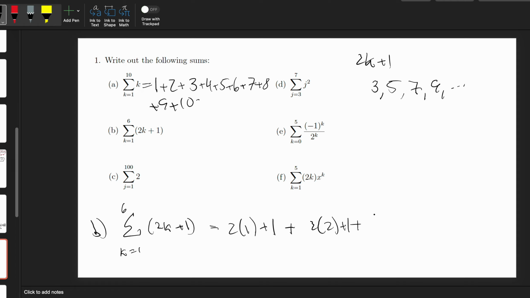Now I increment again. 2 times 3 plus 1. 2 times 4 plus 1. 2 times 5 plus 1. And then the last element will be 2 times 6 plus 1. Okay? And what is this going to look like? This looks like 3. Let me group all these terms just so you see.